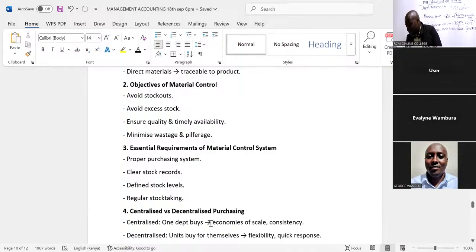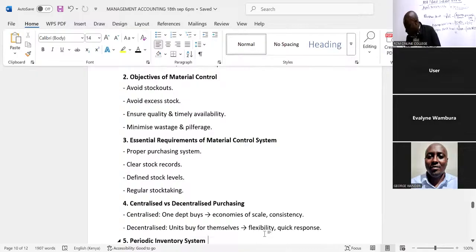So centralized has got its own advantages. When it's centralized, we put in all our resources, all our money, bulk cash, and then we procure in quantities. So you're going to enjoy what we call economies of what scale? When you have these central people purchasing, they are going to be doing this purchasing many times. That consistency, of course, will mean what here? Even in terms of bargaining power, they know how to bargain. Decentralized is very flexible. We want our own materials, we buy.